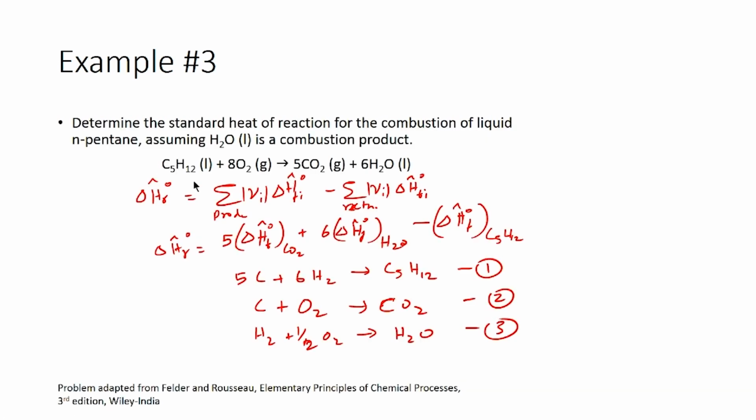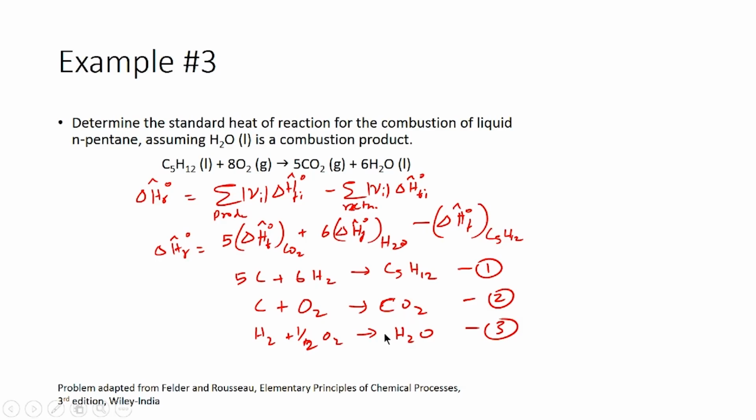The final reaction which is of interest has n-pentane being combusted. So, n-pentane is on the reactant side, whereas here it is on the product side, which means minus of reaction 1 has to be taken. So, reaction 1 has to be subtracted from reactions 2 and 3. In the reaction of interest you again have carbon dioxide as product and water as product, and also in reactions 2 and 3. However, we have 5 moles of carbon dioxide and 6 moles of water being produced.